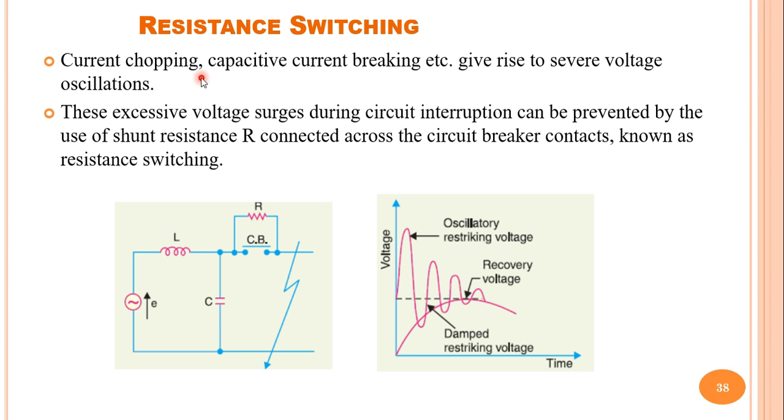In order to avoid current chopping and also capacitive current breaking, resistance switching is used. In resistance switching, a resistance is connected across the circuit breaker. So, the excessive voltage surges during the circuit interruption can be prevented or limited by using a shunt resistance R connected across the circuit breaker.